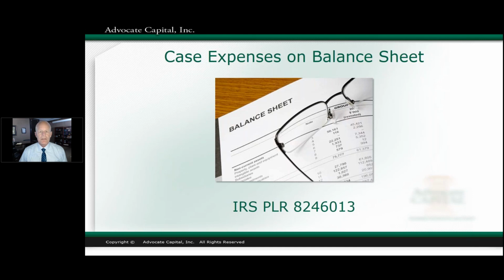So you should always see assets on the balance sheet, right? On a balance sheet, you see assets and liabilities and equity. On the income statement, you see income and expenses and profit at the end. So there's no place really on an income statement for case expenses because they're an asset.